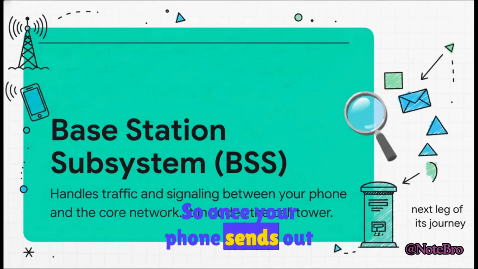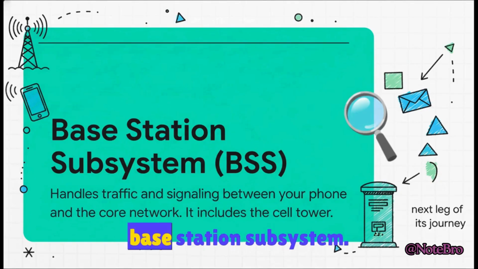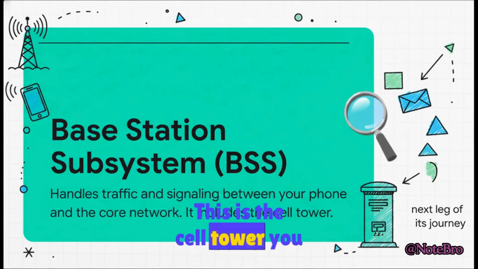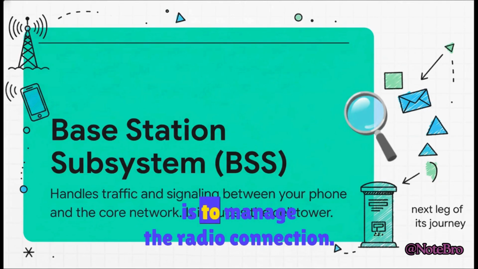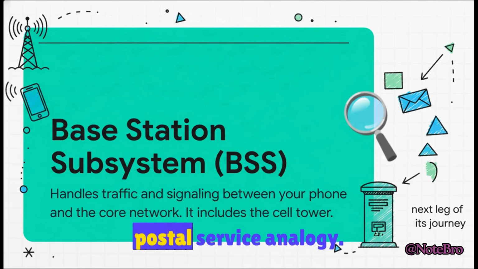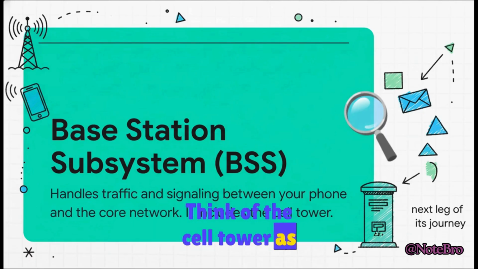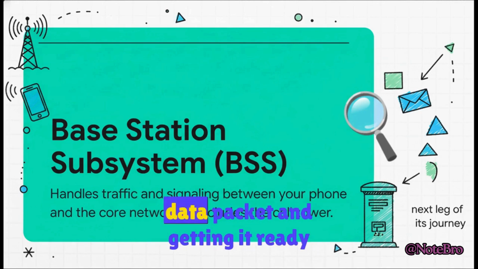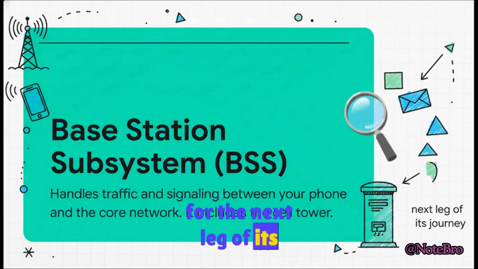So once your phone sends out a signal, it connects to the base station subsystem. This is the cell tower you see every day, and its job is to manage the radio connection. Let's go back to that postal service analogy. Think of the cell tower as the local post office, receiving your data packet and getting it ready for the next leg of its journey.